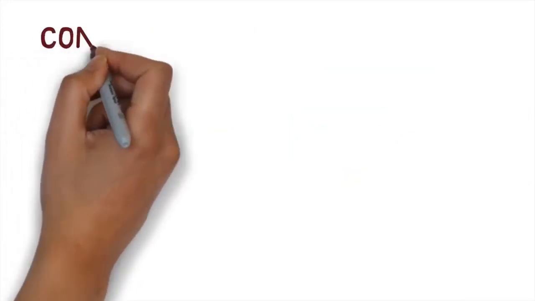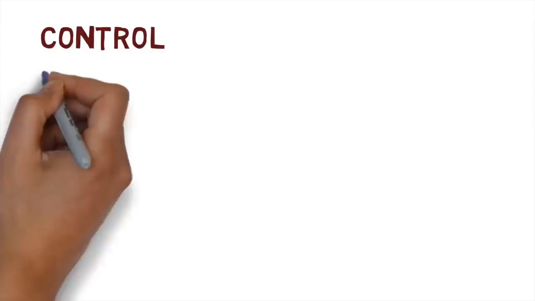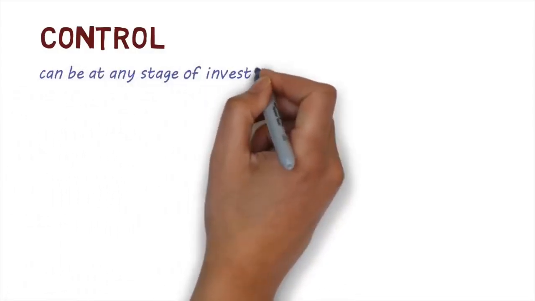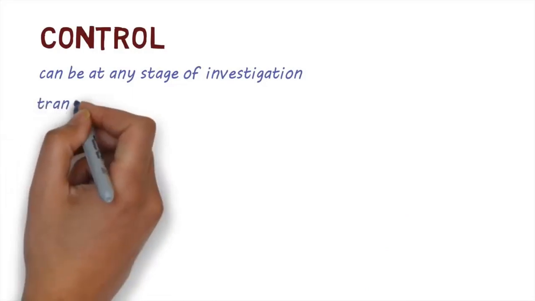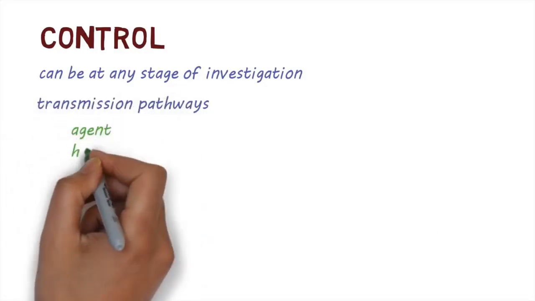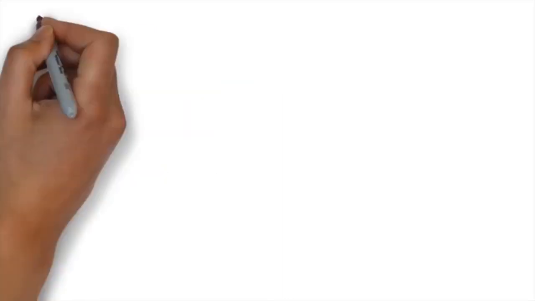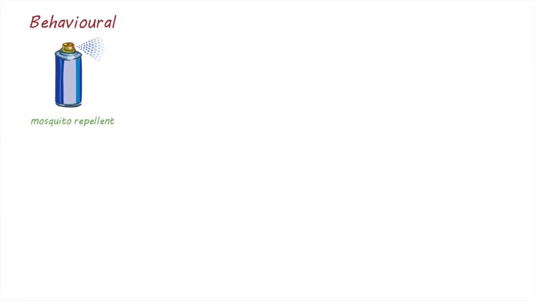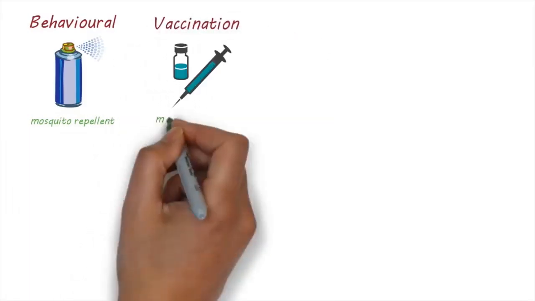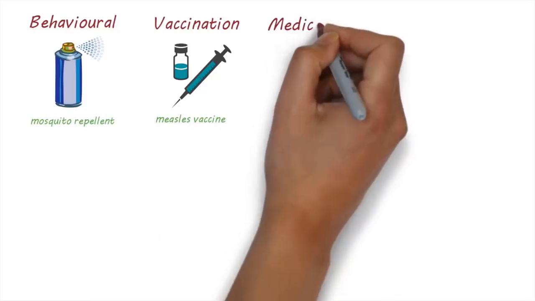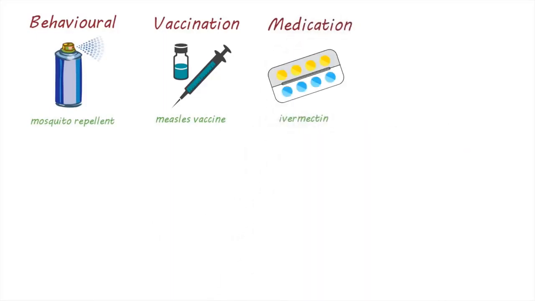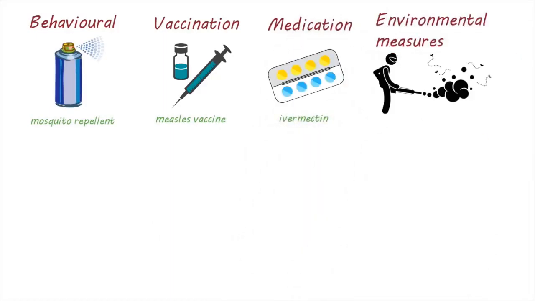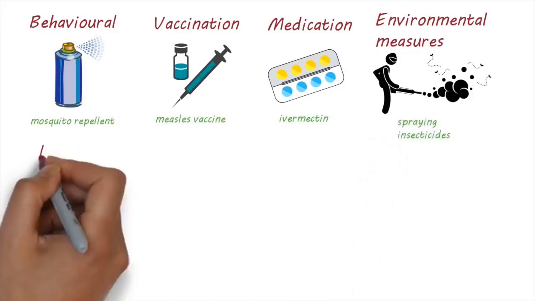Now let's discuss the primary goal of investigating an outbreak: control. Control can happen at any stage of the outbreak investigation and can be targeted at any step of the transmission pathways between the agent, host, and the environment. Control measures include behavioral interventions like using mosquito repellents to prevent against mosquito-borne diseases, vaccination like giving measles vaccine during a measles outbreak, medication like ivermectin for scabies outbreaks, environmental measures like insecticide spraying during a malaria outbreak or improving water quality during a cholera outbreak.